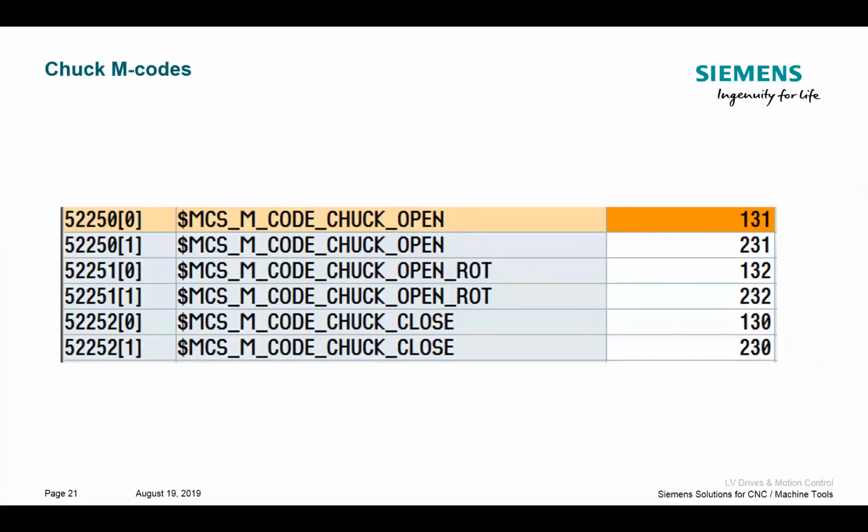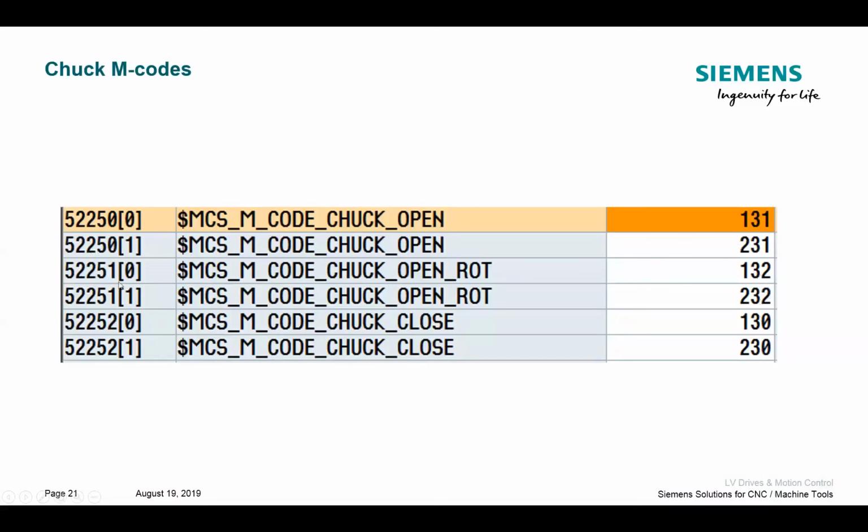131 would allow me to open the chuck in a non-spinning state, and that would be the main spindle. Usually index 0 is going to be the main spindle, then index 1, so that is 22,550. When we refer to index, that's just the number in the brackets. This one would be opening the main chuck, so 131. 52,250, index 1 would be opening the chuck on my sub spindle or counter spindle. And then 132 and 232 allow me to open while rotating. And then 130 and 230 are the same M code to close the chuck, whether it's spinning or not.